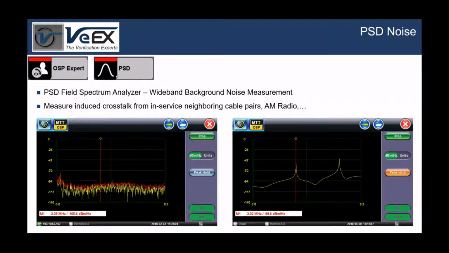PSD, or power spectral density, background noise, is essentially a field spectrum analyzer. It can be used to measure the presence of noise on the copper pair. Now, this could be induced crosstalk from neighboring copper pairs that are in service. It can be due to AM radio stations that are nearby, etc. So it's a powerful tool to see noise that may be present on the copper pair.